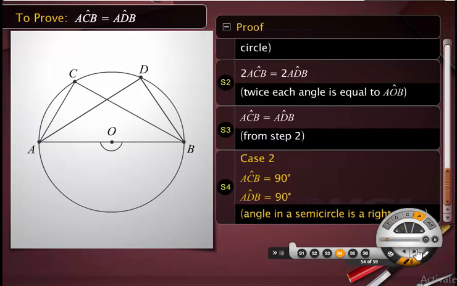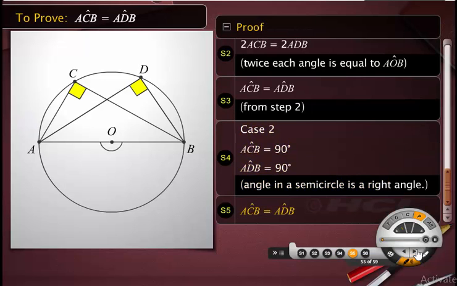Let's take the second case, where ACDB is a semicircle. We know that an angle in a semicircle is a right angle. Angle ACB and angle ADB both lie in a semicircle. Therefore, angle ACB and angle ADB measure 90 degrees each. From step 4, both angles are equal to each other. Hence, proved.